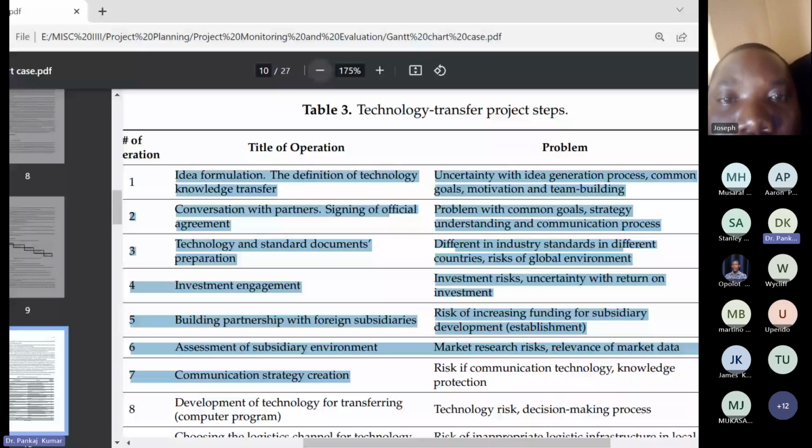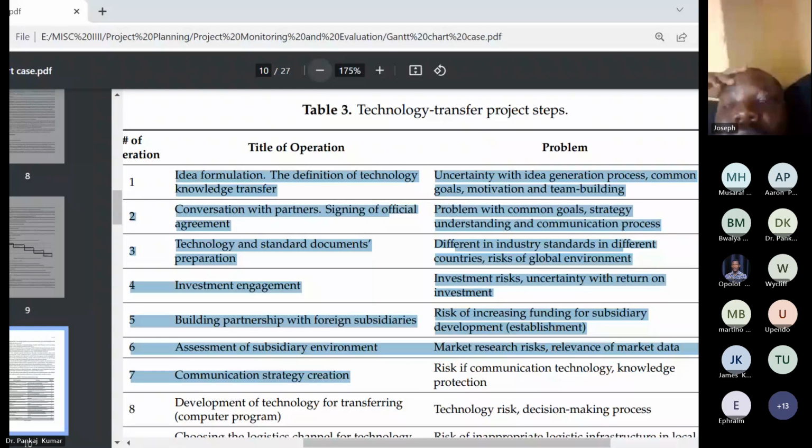So whenever we are making any technology transfer project through the project management concept, we have to formulate our idea first. And then we can know with the conversation with partners, like here we have discussed Hyundai in Korea and how their sister organization Kia Motors has launched its vehicle in the consumer segment. Then we can sign the official agreement.